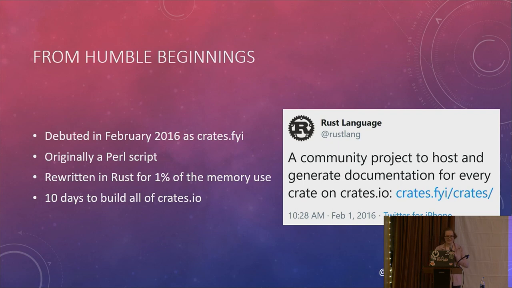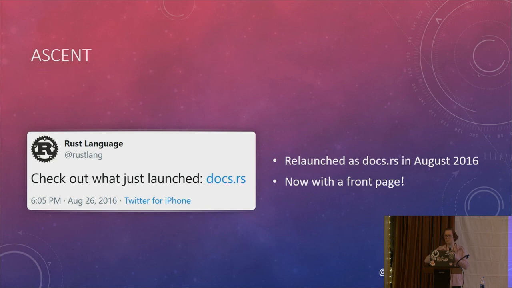It was extremely basic. It didn't have a front page. The idea was that you could look at a crates.io crate page and change the URL to point to crates.fyi instead, and you would see the documentation. So this caught on for a while, but someone else in the community had the domain docs.rs and was just parking it to give it to anyone who wanted to host documentation for Rust stuff. And so after a series of exchanges, this project then landed there, where it's been ever since.